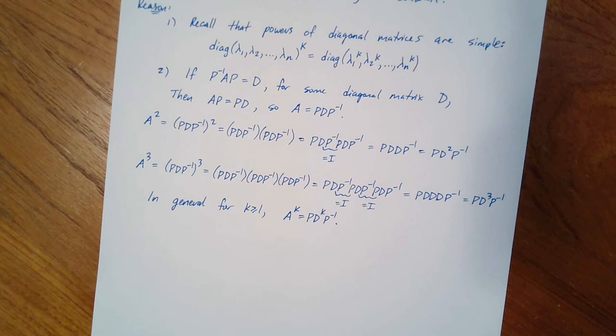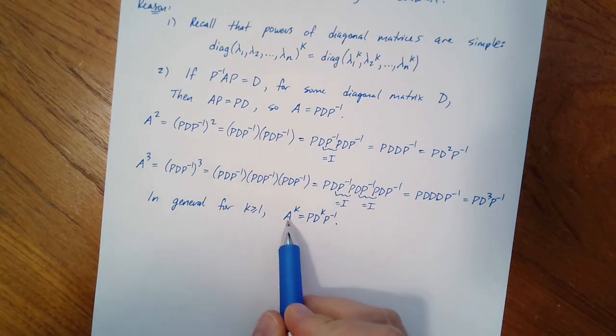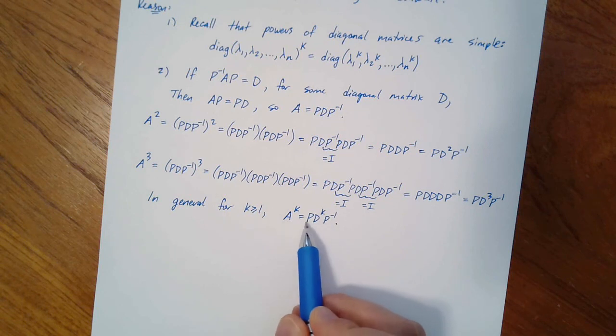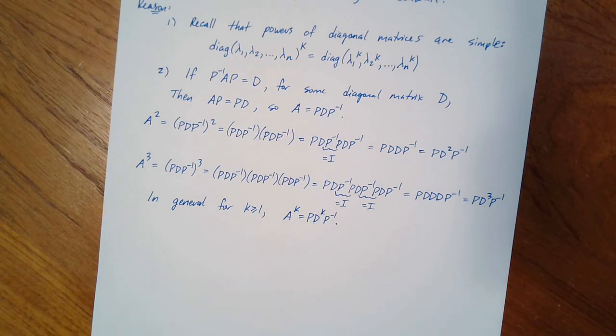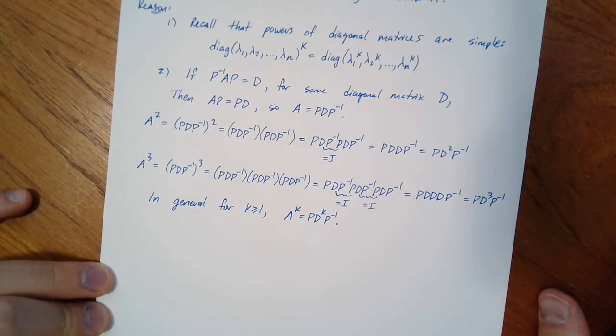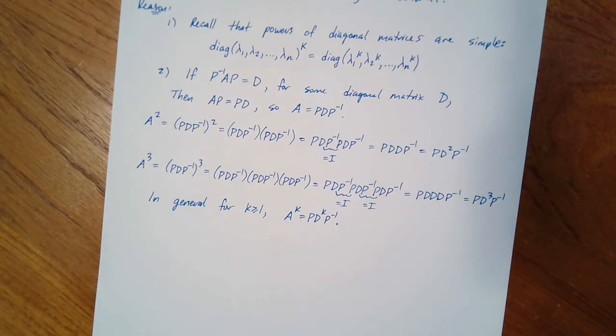But that's a lot better than raising A to the power of k, especially if k is large. This is very difficult to compute. D to the k is easy to compute, and then the two matrix multiplications are fairly reasonable. So this cuts down on your work by a lot if either k is large or if the dimensions of A are large. And that's the main reason why we care about diagonal matrices. But there's lots of other applications as well, but that's our main application.